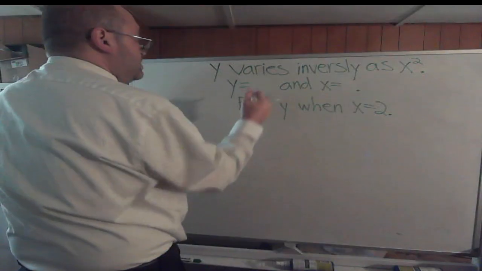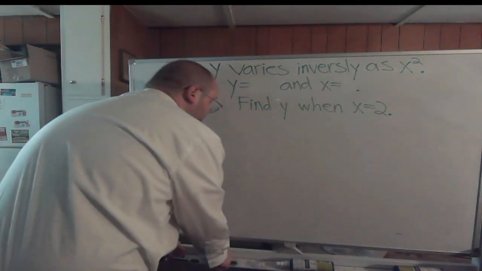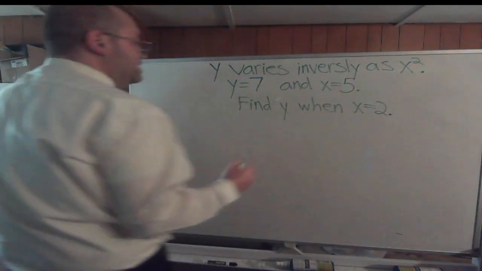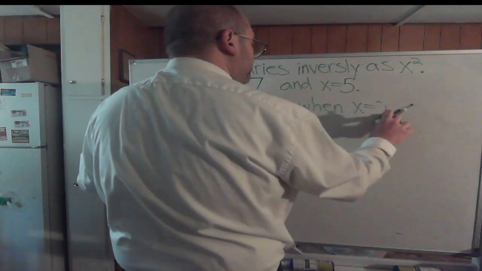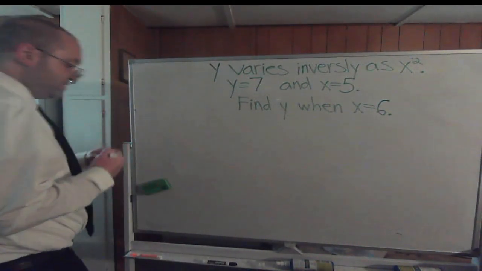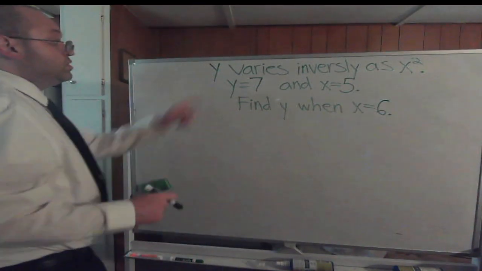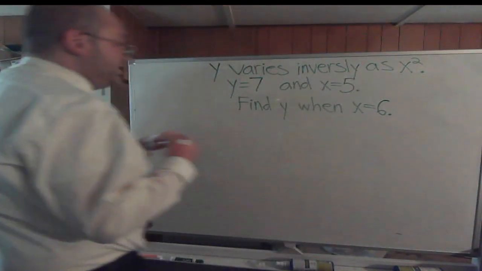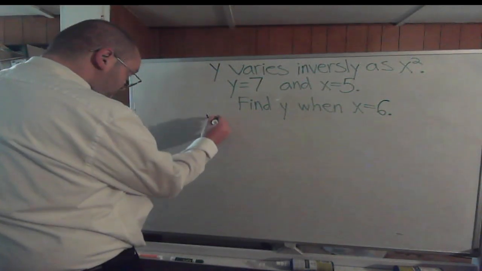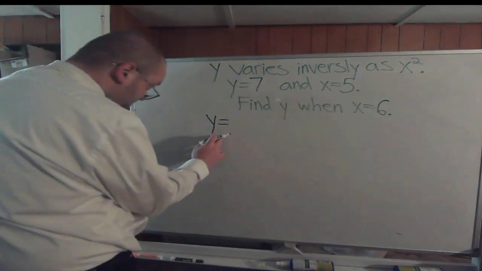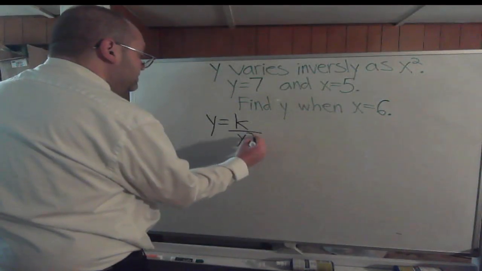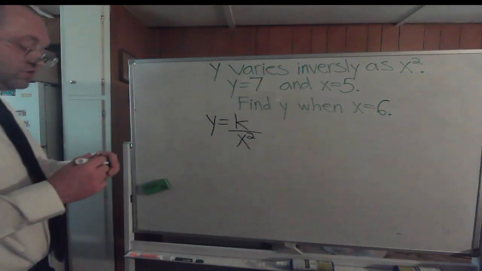All right, let's see. This time we're going to give y equals 7 and x equals 5, find y when x equals 6. So we'll start with the first sentence of the equation. y varies inversely as x squared. So y equals k over x squared. That's how y varies inversely as x squared.